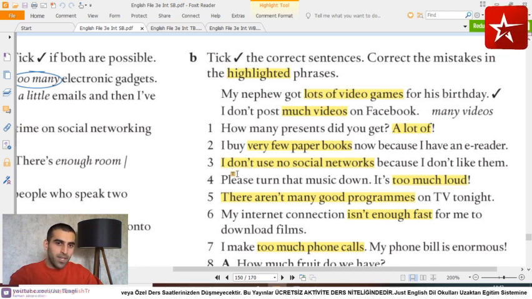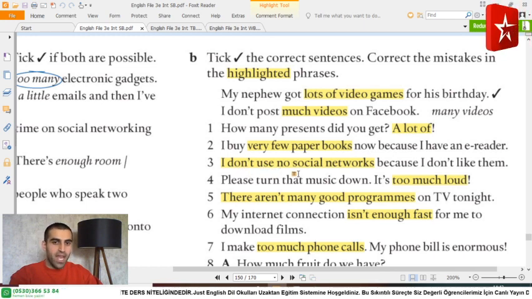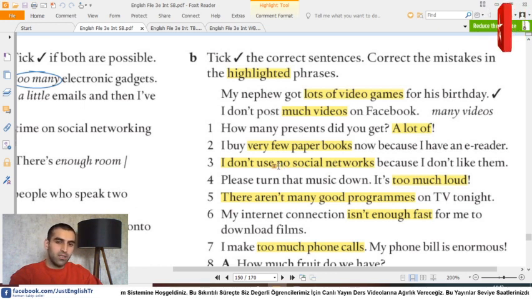Why? Because if we have a negative, if we have don't, yes, Mr. Mustafa, because if we have not, we should use any, not no, okay? We don't use any social networks. Any social networks, okay? So not no. That's why this sentence is false. This sentence is not correct. So we must add any.